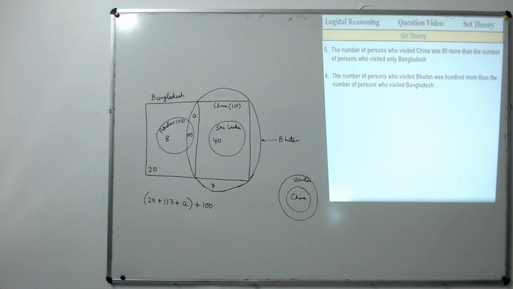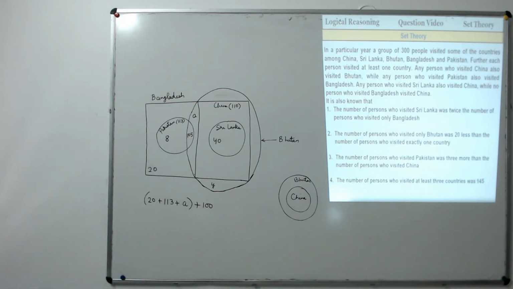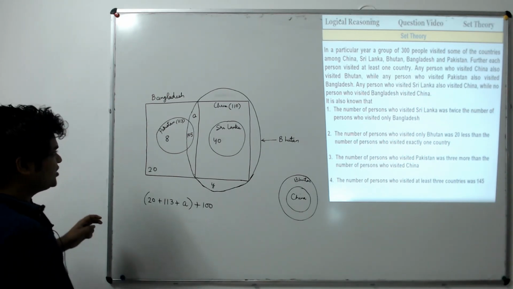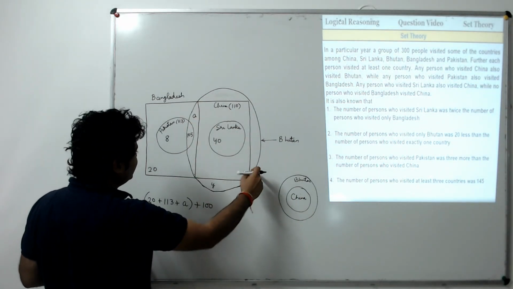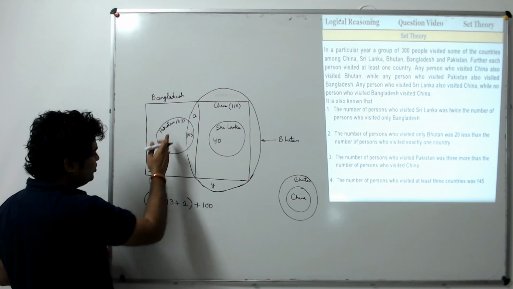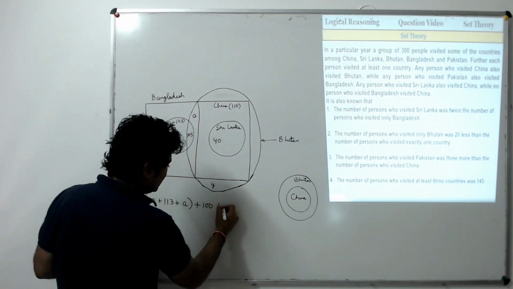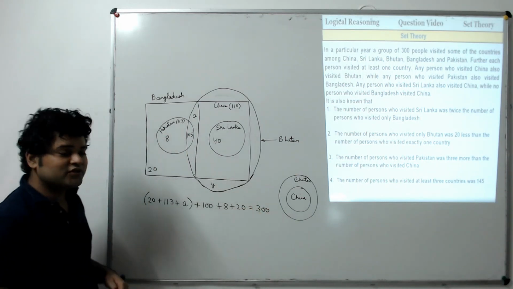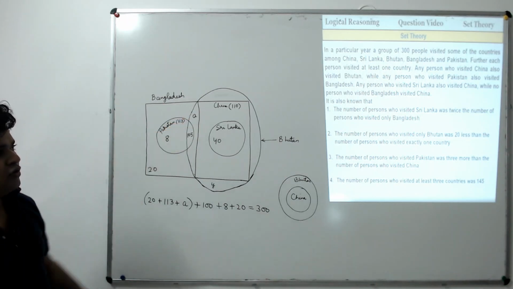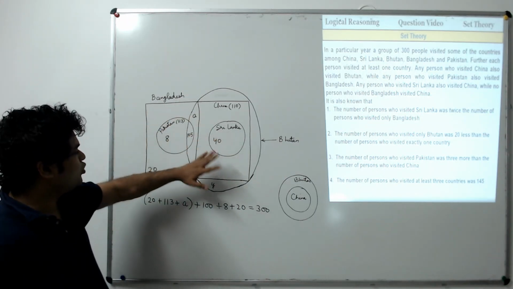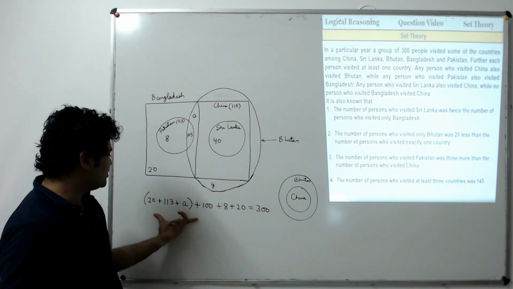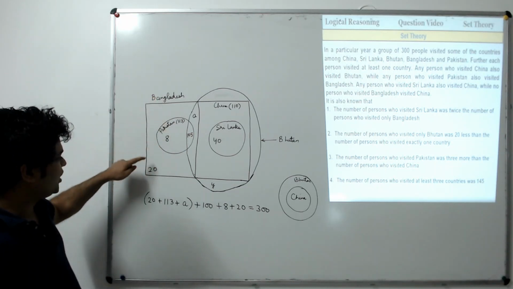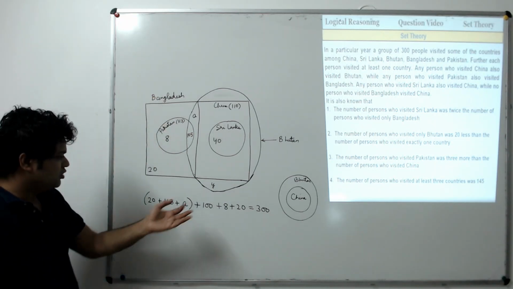Now if I go to the starting of the set, we know that there are 300 people and every person visited at least one country. So I can say that if I add whole of Bhutan plus this region, that is 8 plus 20, this should be equal to 300, because 300 people visited the entire gamut of these countries. We can see that this is the whole diagram, out of which Bhutan covered this region, and after Bhutan we have only this region in which 8 people visited Pakistan and Bangladesh and 20 visited Bangladesh only.